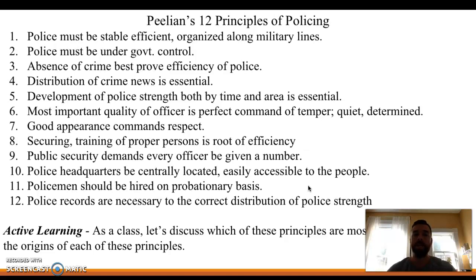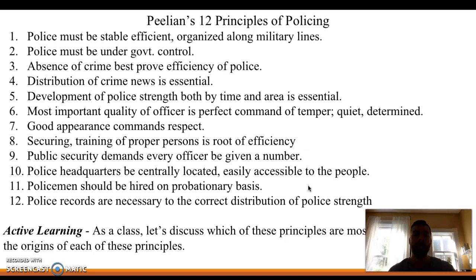The first thing is the idea that police should be efficient, stable, and also organized along military lines. We'll talk on Thursday about how a lot of that still exists. Think about when you see police departments and you have sergeants and cadets and lieutenants, right? They very much are taking the idea of militarization and applying it to policing, which is one of these Peelian principles.